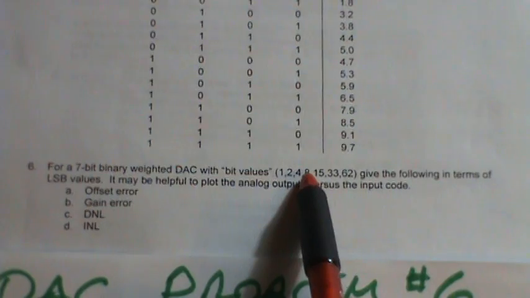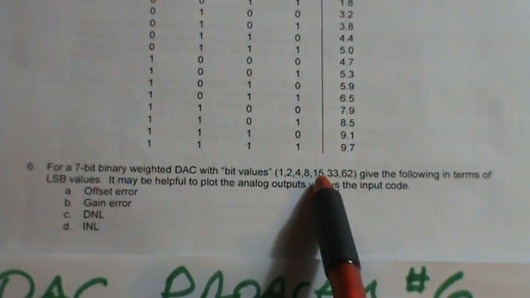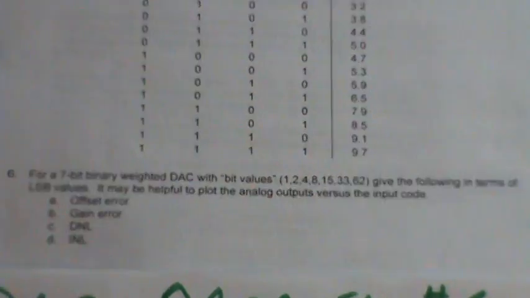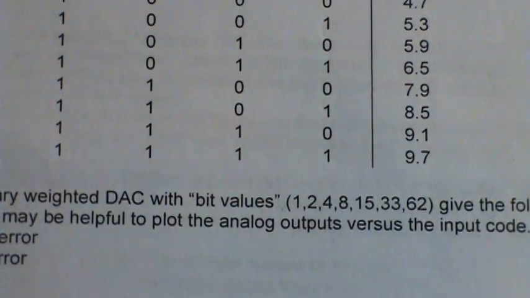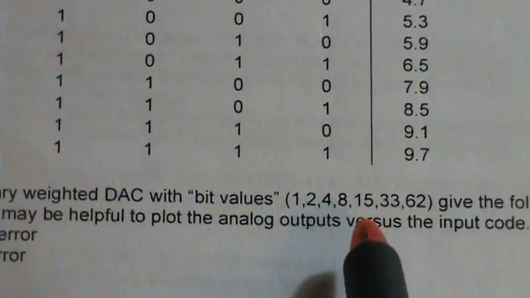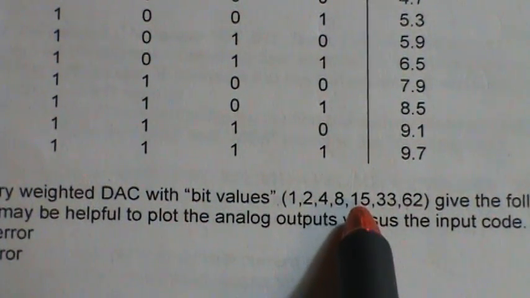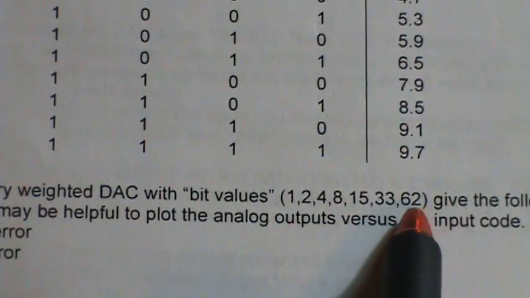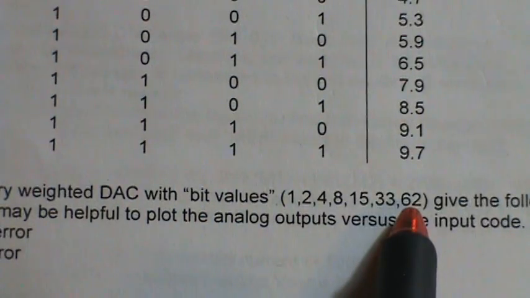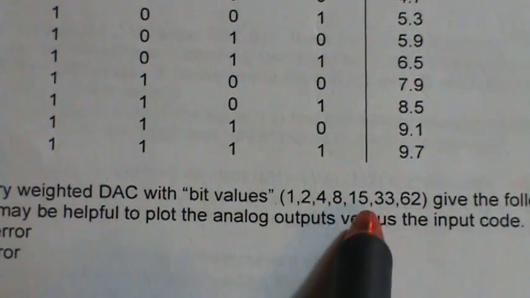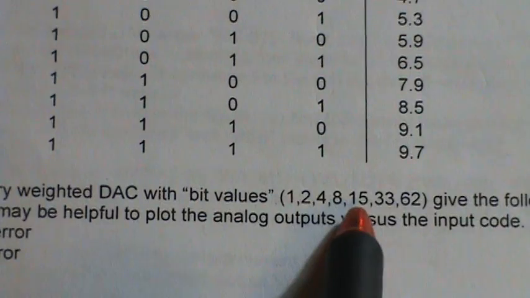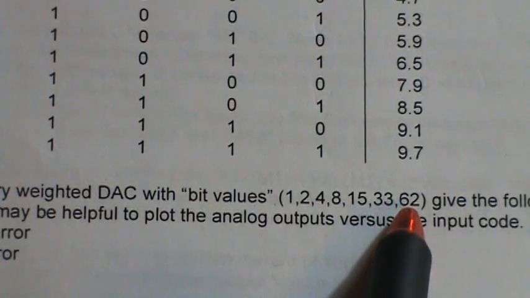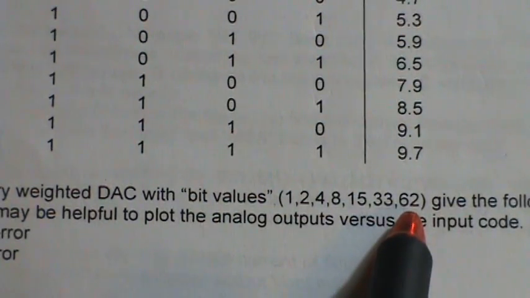The 1, 2, 3, 4, 5th bit should be 16, but instead it's 15. So the weight of that particular level or individual bit, whatever the components are that make up that part of the D-to-A converter, should be 16, but it's 15 instead. Then the next one should be 32, but instead it's 33. And the last one should be 64, but instead it's 62. So the 5th bit is a little too small, the 6th bit is a little too big, and the 7th bit is a little bit smaller than it should be.